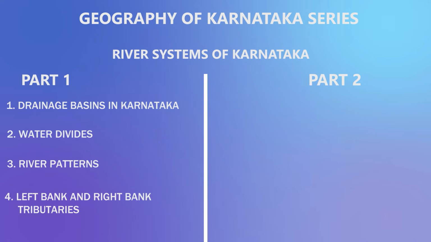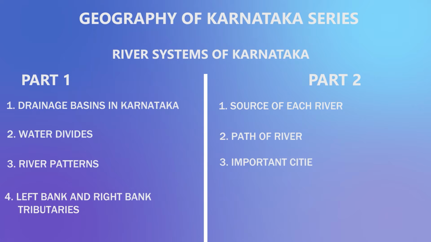That is, 1, you will understand the source of each of the rivers. 2, you will memorize the entire path of the river, that is, which are the important cities, important districts, important dams, important waterfalls that lie along the path of this river. That is, in detail discussion of each of these river systems. This is the primary focus of KPSC exam, and it is going to be concise as much as possible. So without further ado, let us start with the first topic, that is part 1.